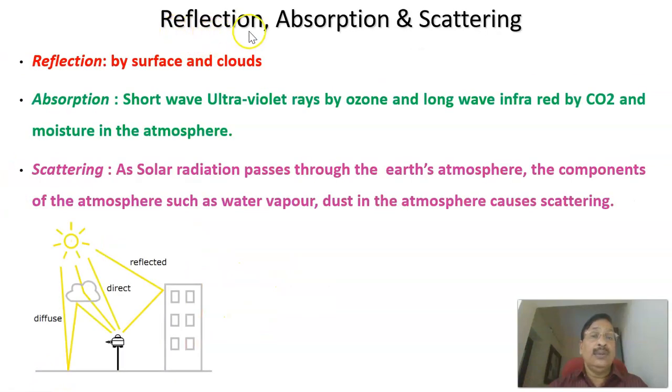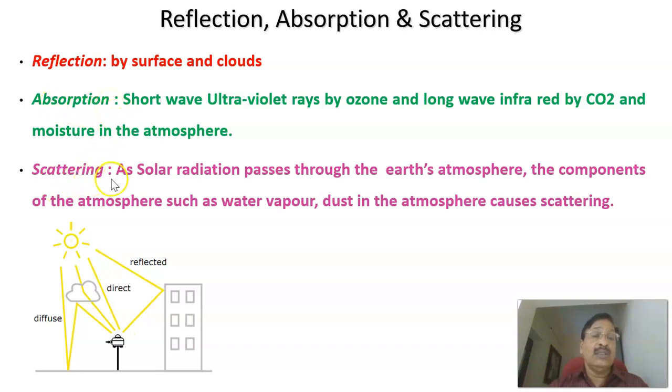Now let us look into reflection, absorption, and scattering. Reflection is by the surface or the clouds. For example, this is by surface, and even the clouds also reflect. So reflection will be either by the surface or cloud. Second one, absorption: short wave ultraviolet rays are absorbed by ozone, and long wave infrared by carbon dioxide and moisture in the atmosphere. That is absorption of the solar radiation.